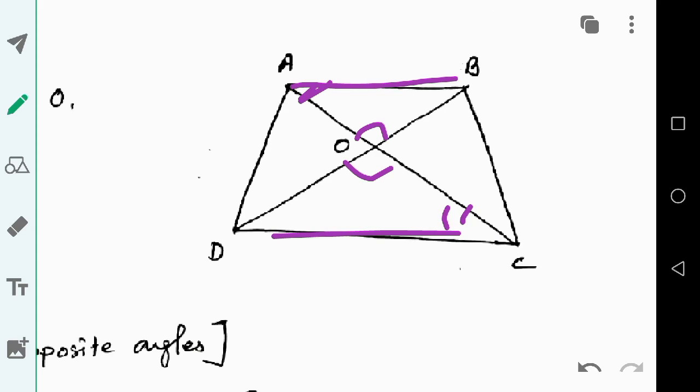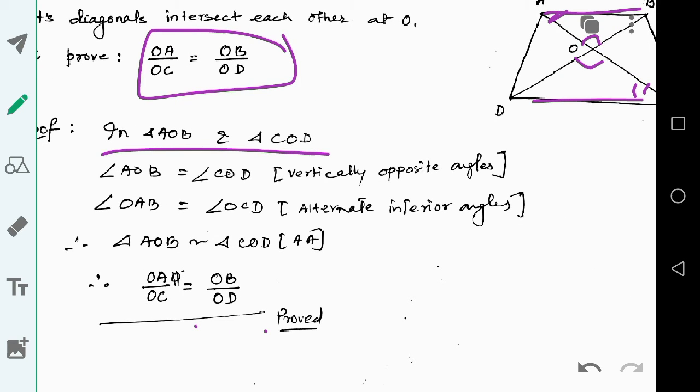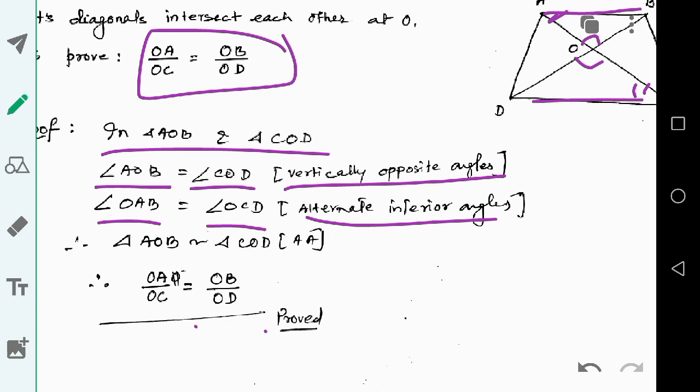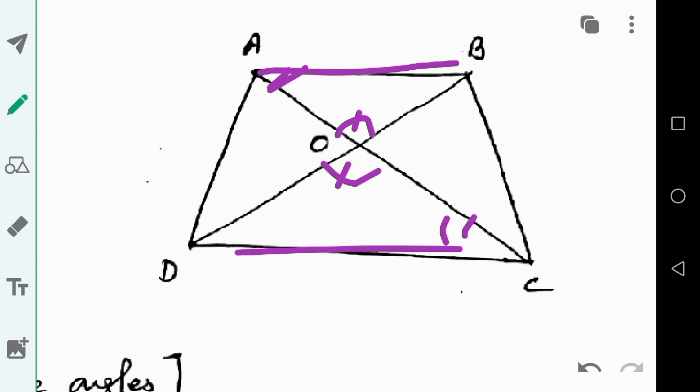Okay, so we have got in triangles AOB and COD, angle AOB equal to angle COD, vertically opposite angles. Then angles OAB and OCD are alternate interior angles. So these two angles are vertically opposite, and OAB and OCD are alternate interior angles.